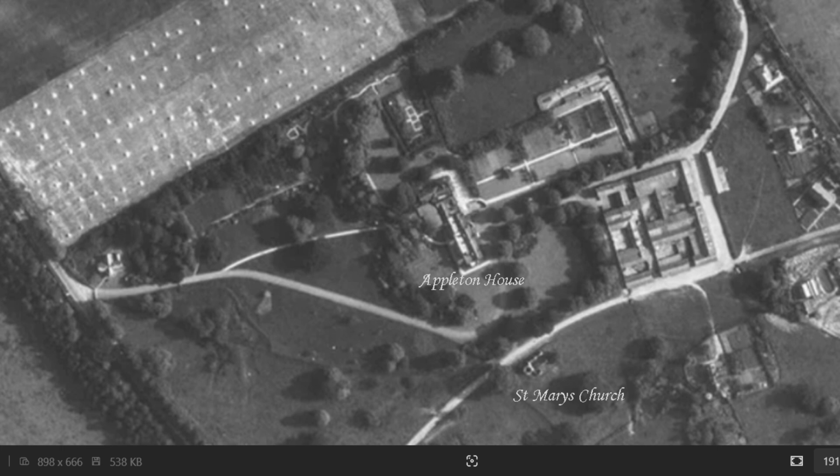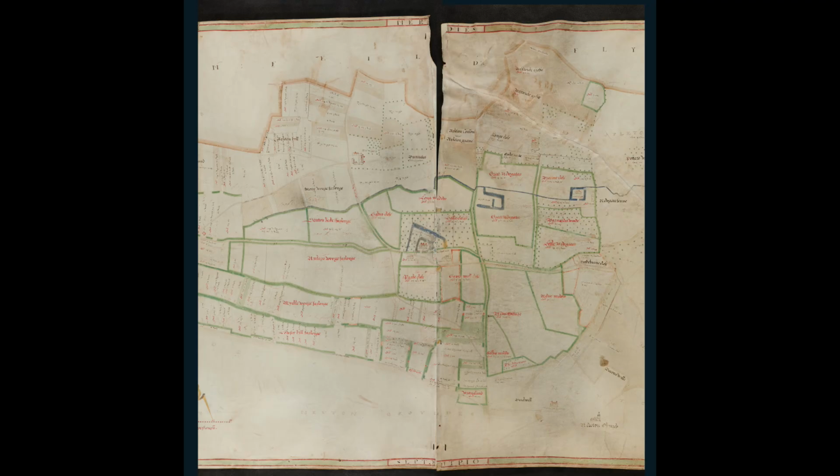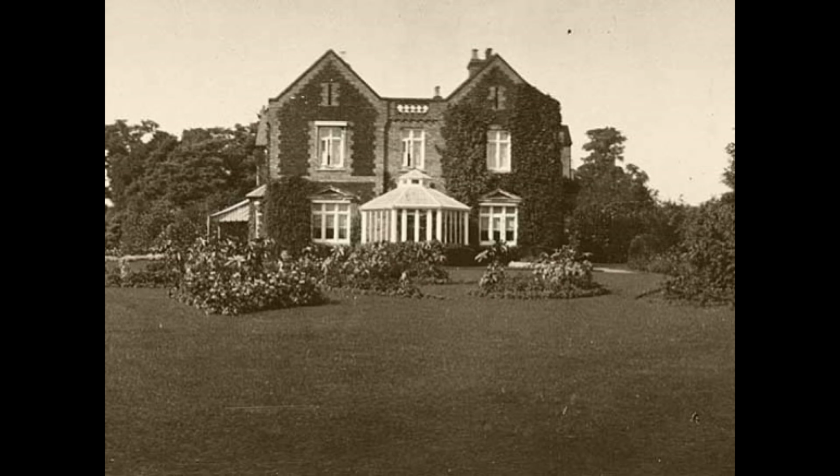So throughout its 1,000-year history, that church has seen a lot of powerful people come and go. Right, boy, they all must have gone into the church at some time or another. If these walls could talk, what would they say? It's just fascinating, the history that this place has got.